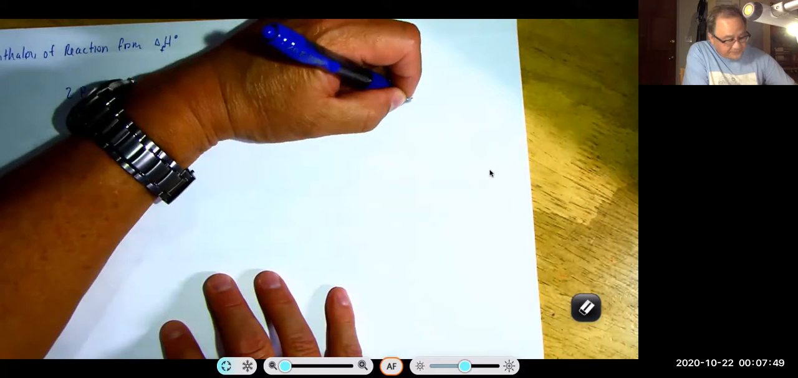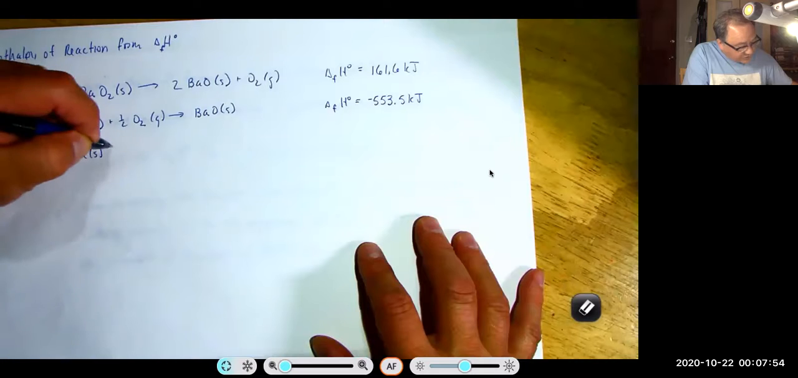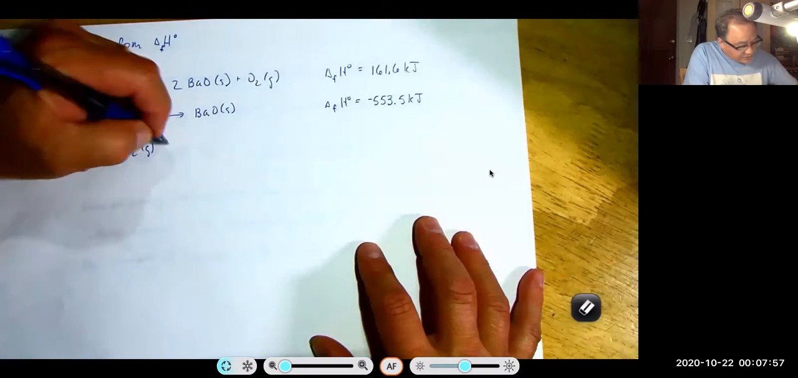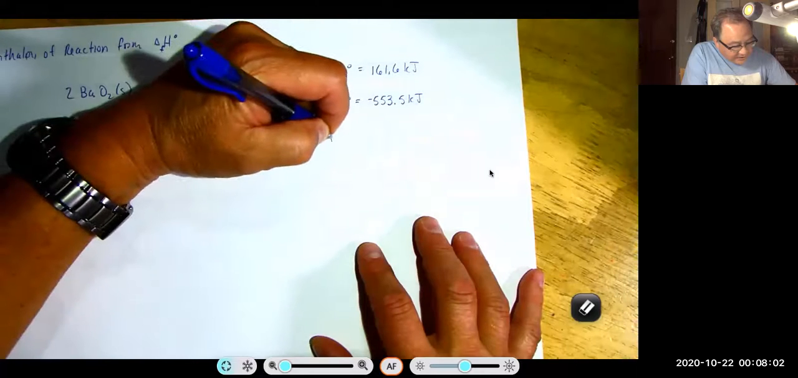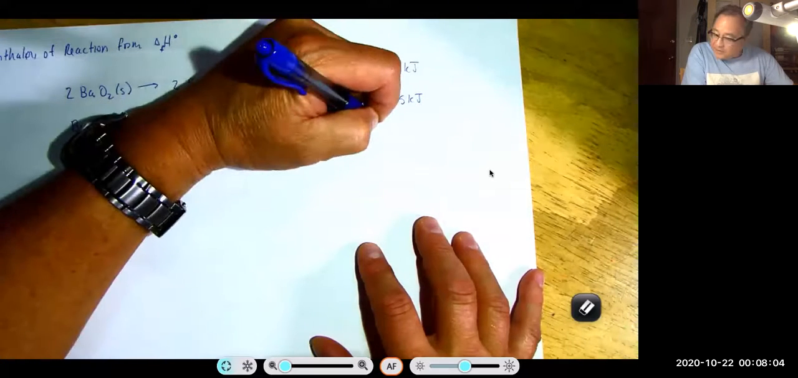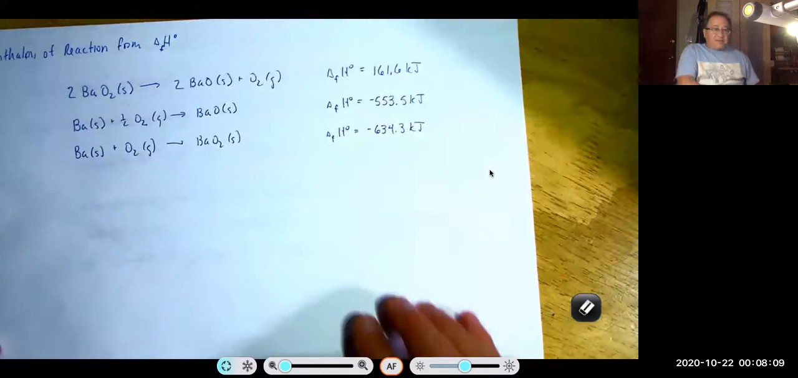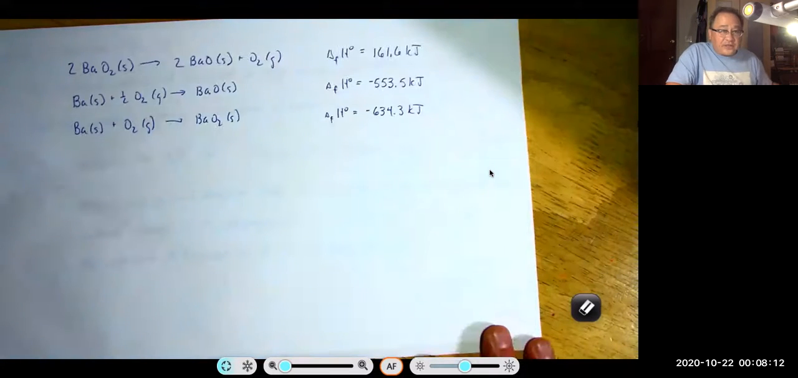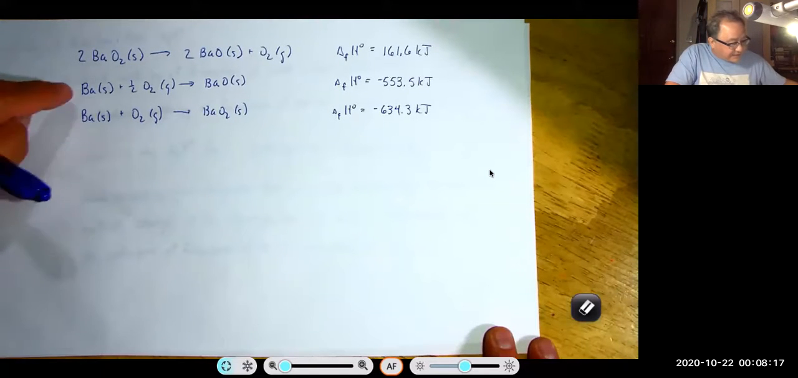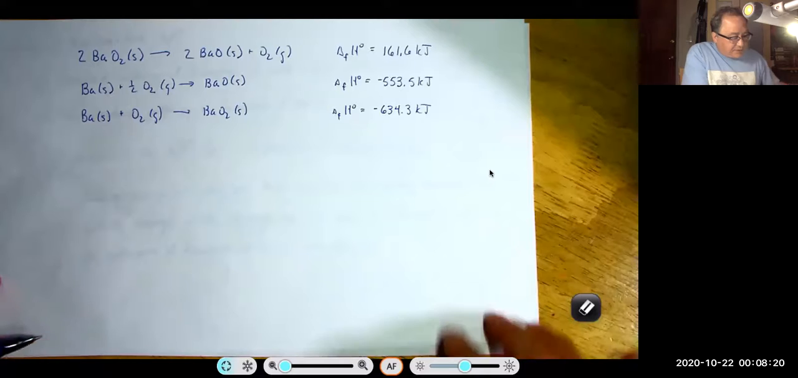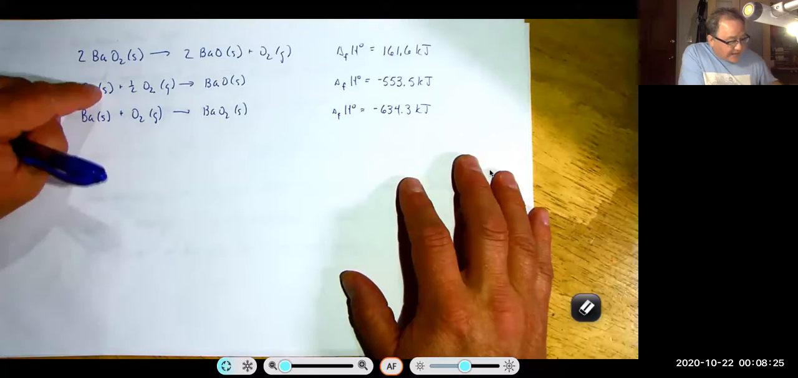553.5 kilojoules. And then we also have barium solid plus O2 gas makes you barium superoxide, and the enthalpy of formation here is minus 634.3 kilojoules. Now, these 3 reactions should add up, if you will, to Hess's law. So I should be able to take this guy and make this guy. So I'm going to do a Hess's law treatment of this very quickly, so that I'm going to take this and make that.